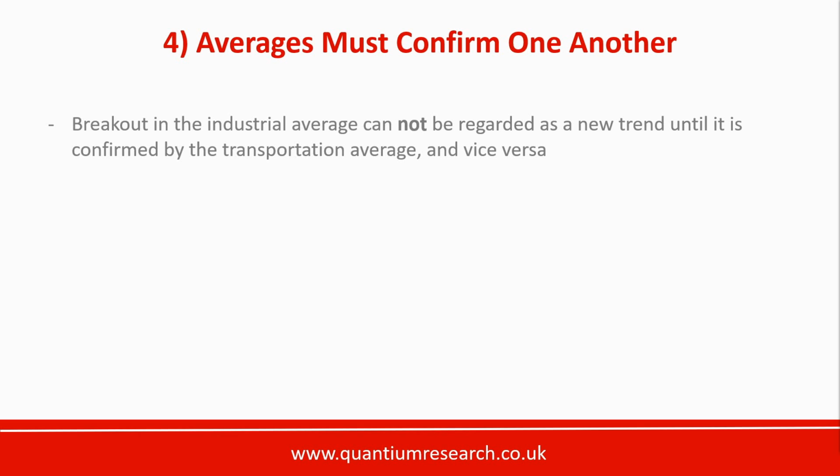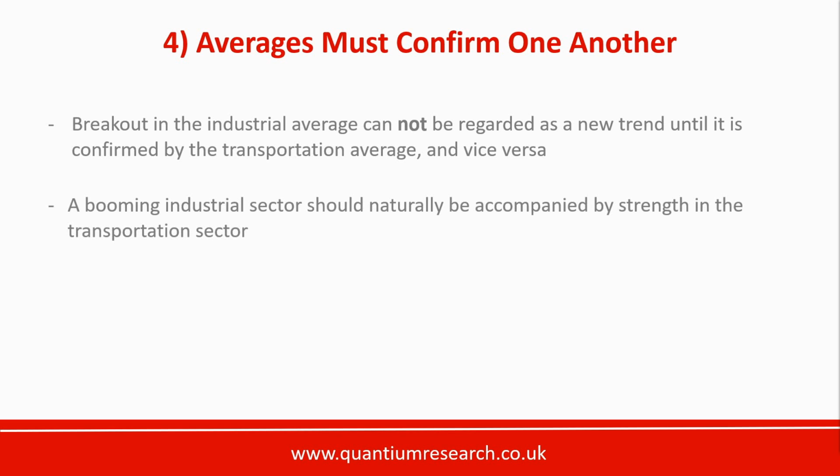If there is only a breakout in one of the averages, it's not considered a buy or a sell signal until the breakout occurs in the other average too.